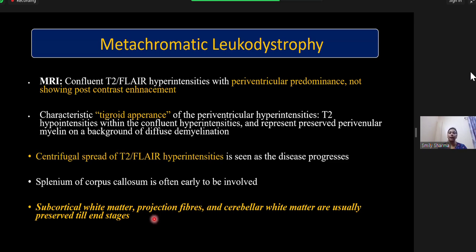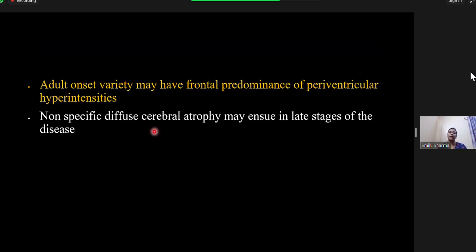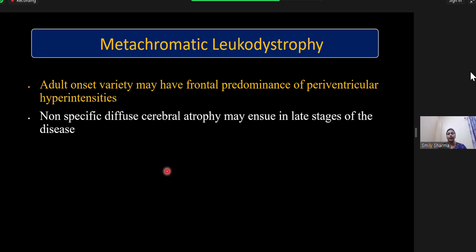Typically, the subcortical white matter, projection fibers, and cerebellar white matter are usually preserved till end stages. The late involvement of cerebellar white matter can be one of the differentiating features from Krabbe disease, which also shows periventricular hyperintensities and a tigroid pattern. However, the cerebellar white matter is more commonly and earlier involved in Krabbe's disease as compared to metachromatic leukodystrophy. Now, whenever there is the adult variety, which is rare, these patients present with neuropsychiatric features.